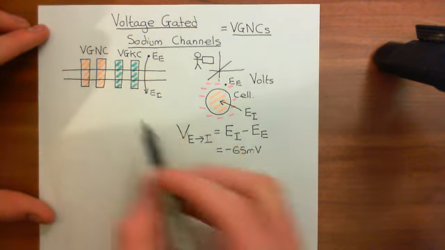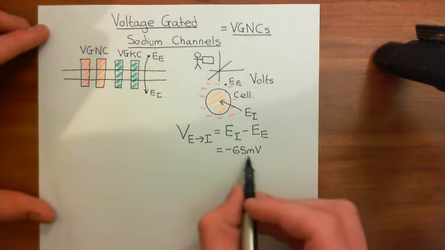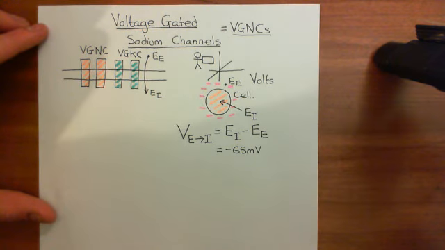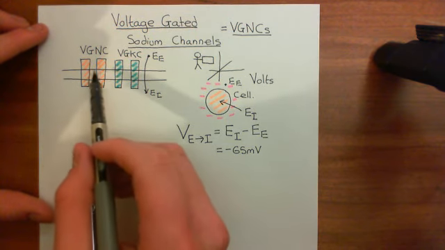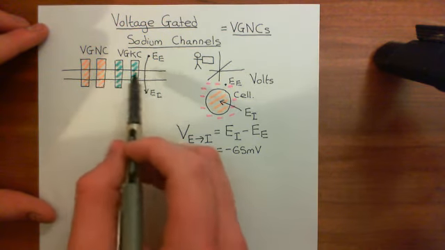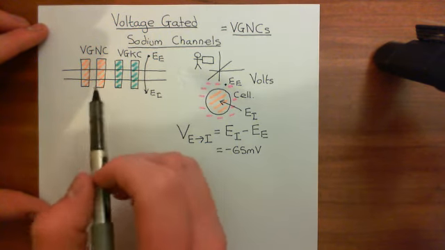Right, so whilst we're at resting membrane potential, this negative 65 millivolts, these two voltage-gated sodium channels and voltage-gated potassium channels will be closed. And again, understand that although I've only drawn one of these and one of these, there will be a huge number of them in this little patch of membrane.